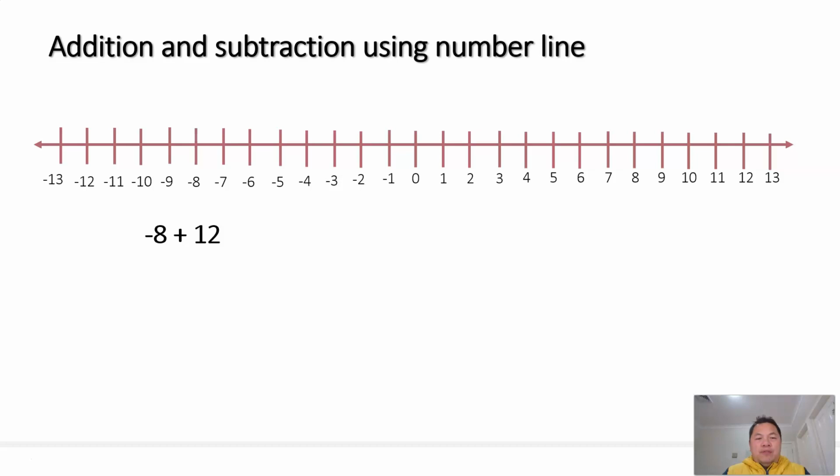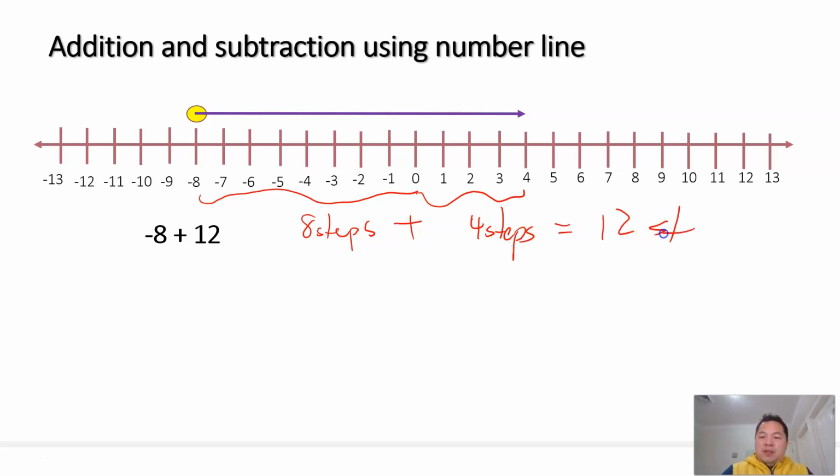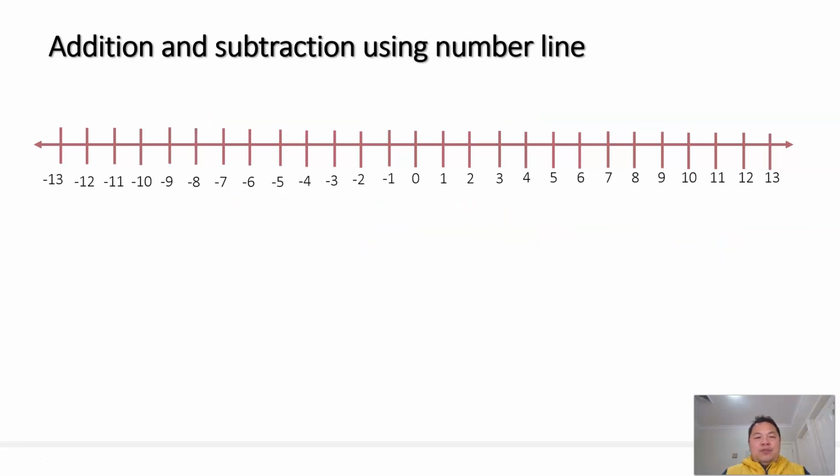Minus 8 plus 12. Let's look for minus 8. Where's minus 8? Minus 8 is here. Plus 12 means I need to move 12 steps to the right. Okay, so again, how do I get 12 steps here? From here to here is 8 steps. From here to here is another 4 steps. So this actually is 12 steps here, isn't it? That's how you get 4 as the answer. Good. Let's go on to another one.